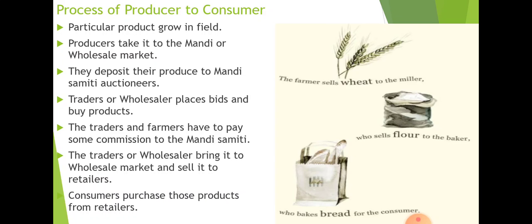Suppose, take an example, I have grown 100 kgs of potato and I have to sell it to the market, so what do I have to do? I have to go to the mandi and deposit my potatoes. Thereafter traders will bid on my potatoes, means वो बोली लगाएंगे, and whosoever gives the highest bid, my product will be sold to that particular trader.